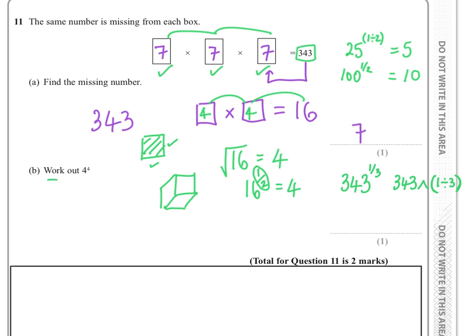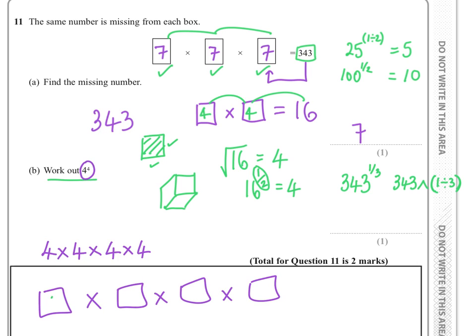So let's have a look at part B now. Well, here we have 4 to the power of 4. So that's 4 times something, the same number, times something else, times something else. Now, the question at the beginning could have been 4 boxes in a row.